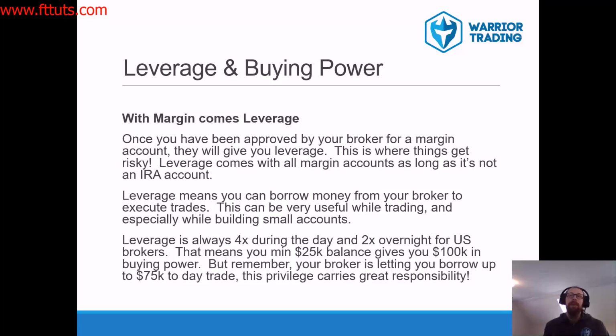All right. With U.S. firms, leverage is always 4 times during the day and 2 times overnight. Those are SEC rules. So you won't see a broker that gives you more. You won't see one that gives you less. Actually, there might be some that give you less. They can restrict margin if they want to, but they can't give you more. So that means your $25,000 balance gives you 100 grand in buying power. Right now, I've got 100,000 in my Speed Trader account. That means I've got $400,000 in buying power. But remember, your broker is letting you borrow 75% of that. So, that privilege carries great responsibility. All right. I mean, you just have to be super, super smart.